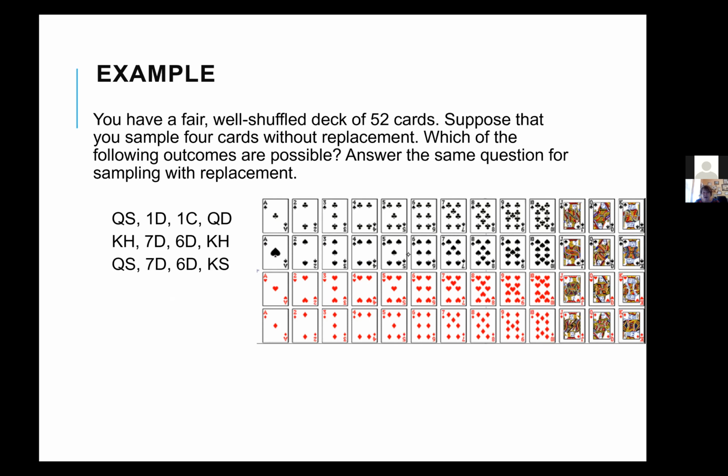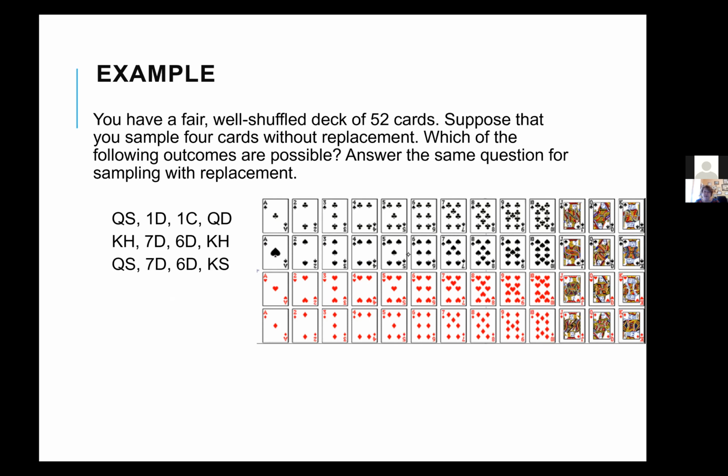And that's certainly possible if I draw without replacement, because I have 4 different cards here. So I could do that. The second scenario says that I get the King of Hearts, the 7 of Diamonds, the 6 of Diamonds, and the King of Hearts again. I cannot get the King of Hearts twice if I'm drawing without replacement. So the second scenario is not possible. If the King of Hearts is out of the deck, I can't draw it a second time.